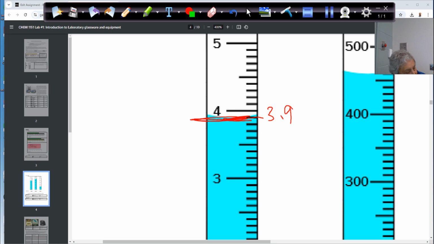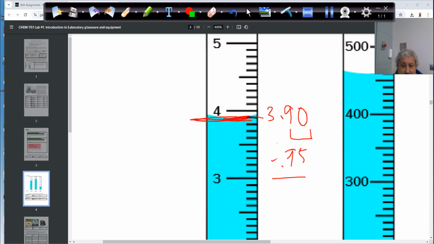Listen guys, graduated cylinders and burettes, for the precise trials, you read all the time 3 digits after the decimal. 3 how many? 3 digits after the decimal. So 3.90. If it's in between I'll put 3.95. If I don't know, 3.913, I'll put 3.95. But this is 3.9, correct?